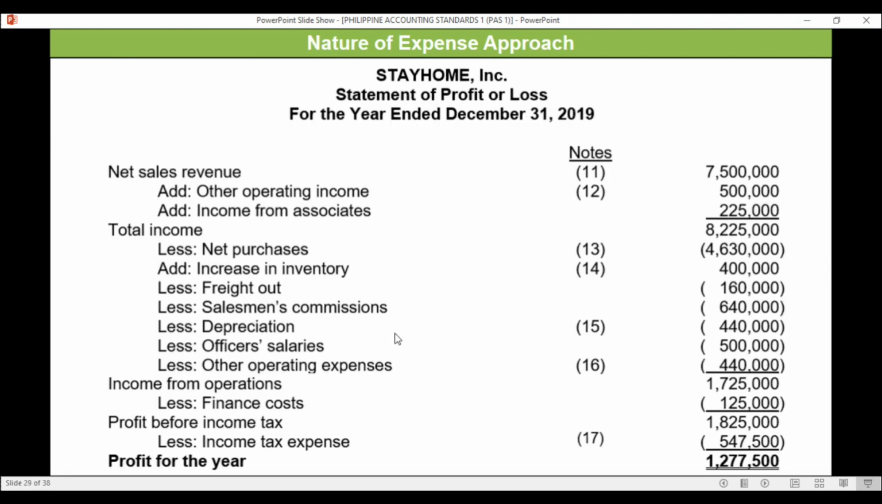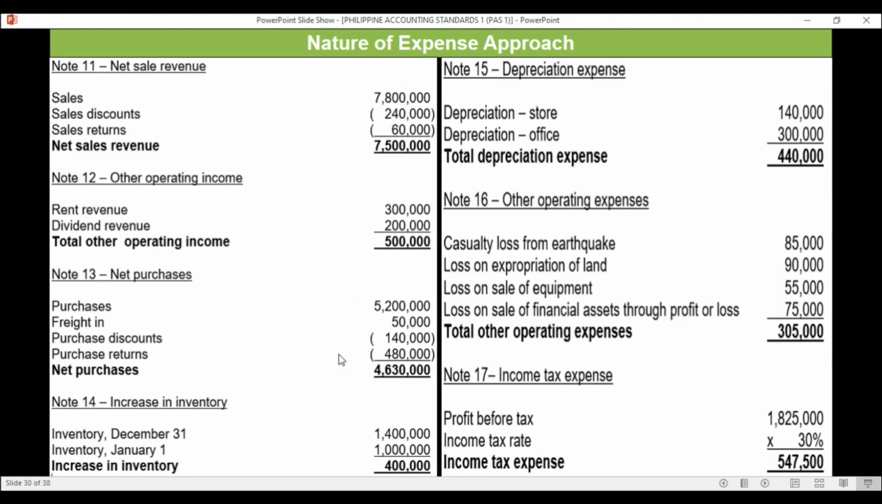So for the nature of expense approach, again, we don't have cost of goods sold here, but we can have here the computation of your net purchases, increase in inventory, we have here the freight out and the sales commission, the computation of the depreciation, and the other operating expenses. So for the notes, for purchases we have note 13. So net purchases down there.